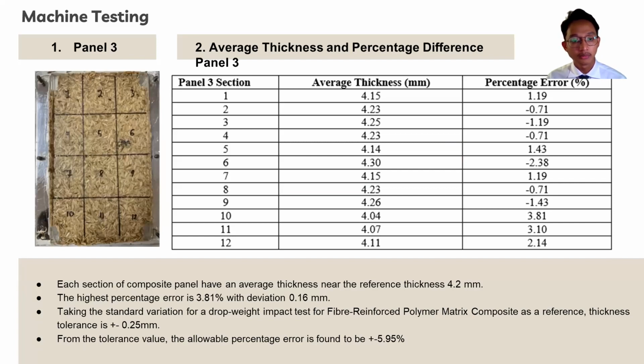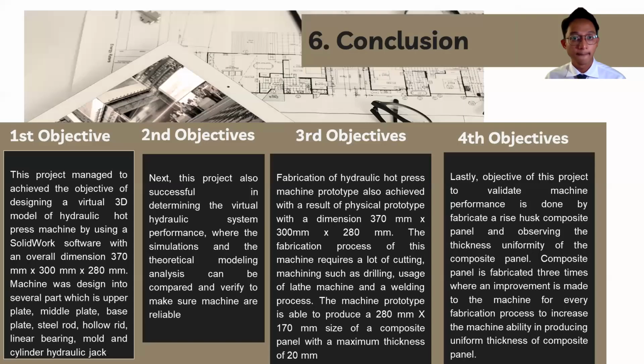And this is the result of panel number 3. In panel number 3, the deviation of the average thickness is very low, and the average thickness is near the reference thickness, which is 4.2 millimeter. The highest percentage error is 3.81% with a deviation of 0.16 millimeter. By taking the standard variation of the drop weight impact test, the tolerance of this thickness is below and above 0.25 millimeter. So as we can see here, the deviation of 0.16 millimeter is acceptable, and we can conclude that this machine is able to produce a composite material with uniform thickness and uniform pressure distribution.